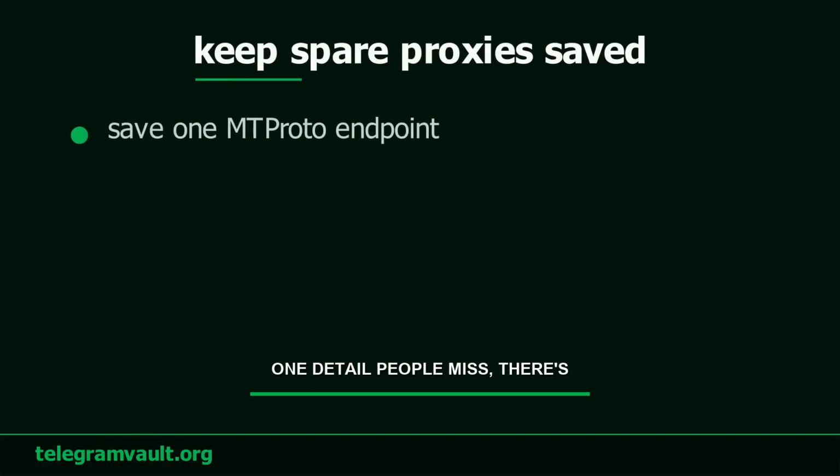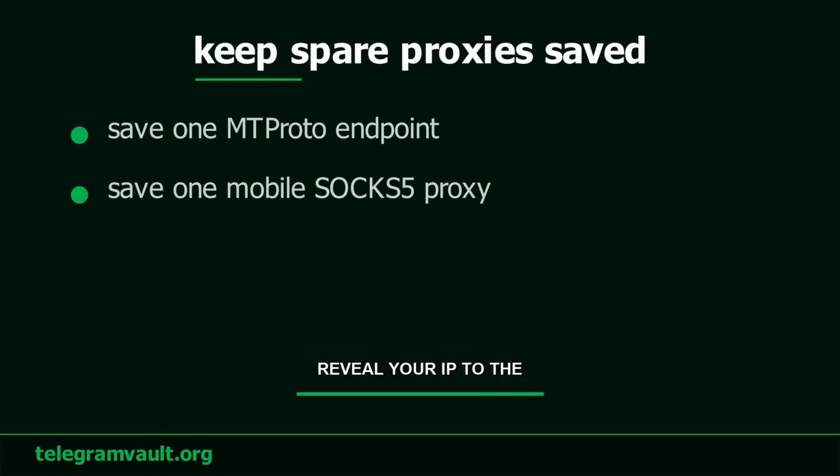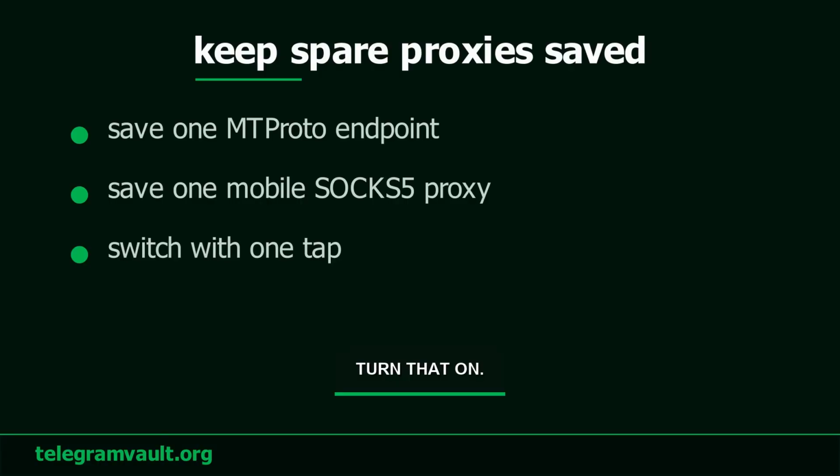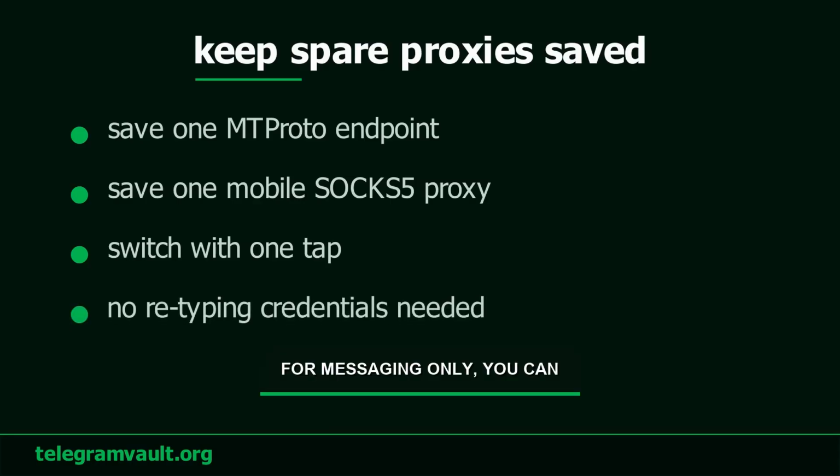One detail people miss, there is a setting on each proxy for use for calls. Telegram voice and video calls reveal your IP to the other party by default, for peer-to-peer connections. If you want calls to also route through the proxy and hide your real IP, turn that on. For messaging only, you can leave it off and save a little latency.